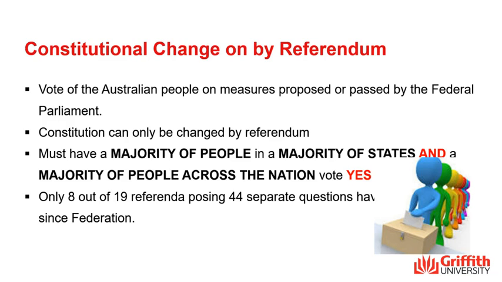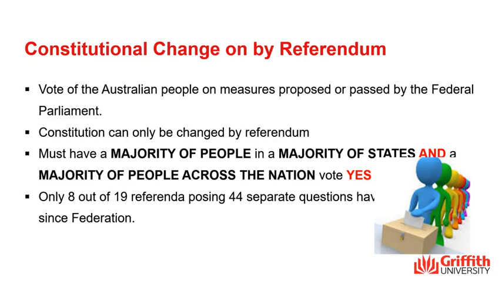In 1906, when the first referendum was held, Australia has had 19 referendums in which 44 separate questions to change the Constitution had been put to the people. Interestingly, out of those 44 separate questions, only 8 changes have been agreed to.